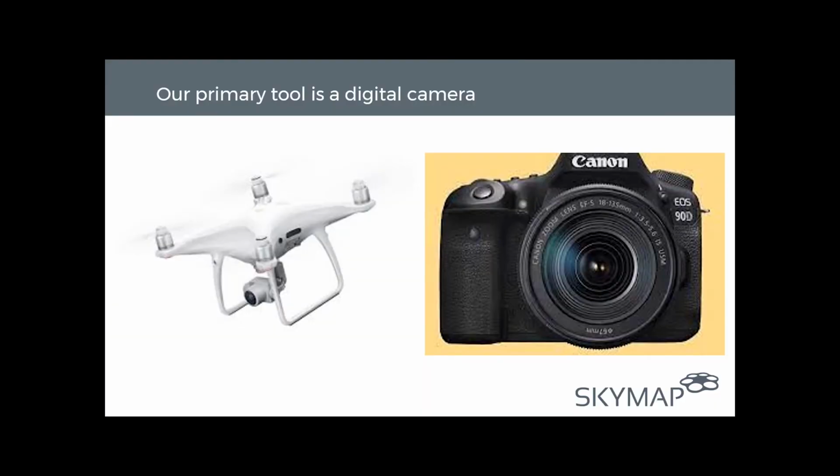Our primary tool to collect georeferenced point clouds is a digital camera. Most of us are familiar and are using the DJI Phantom 4 Pro products, but it can also be done with a handheld camera.